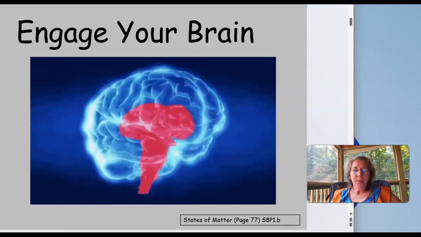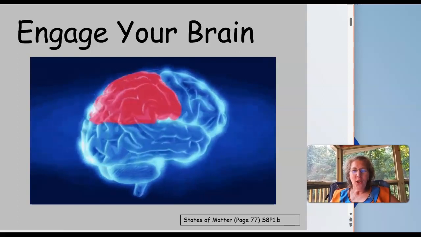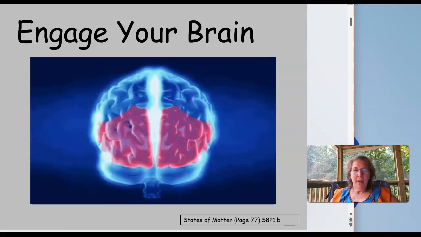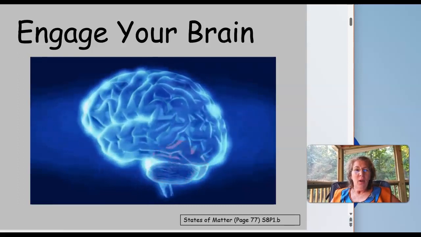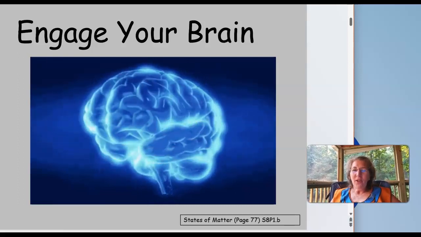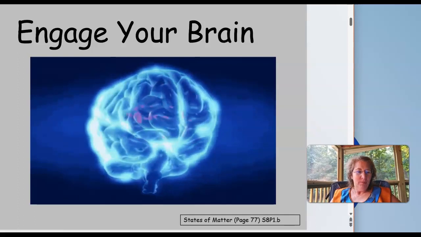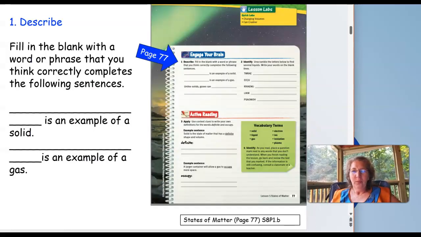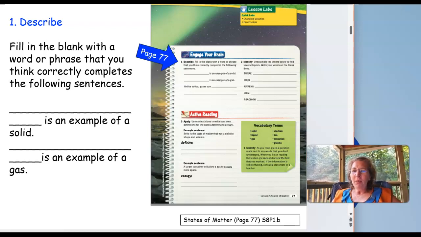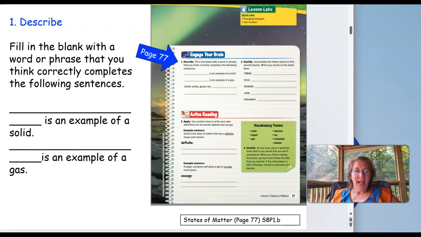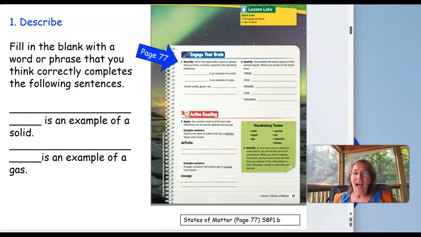So this part of the book starts you out with Engage Your Brain. We're going to be talking about the phases of matter. In what ways does matter exist here on Earth? So you start out on page 77 with a fill in the blank. And remember, the Engage Your Brain is to see what you know right now. So it's okay if you have a wrong answer. When you're finished with this unit, you can come back and look at your answers and say, oh, I can see why I got that wrong.